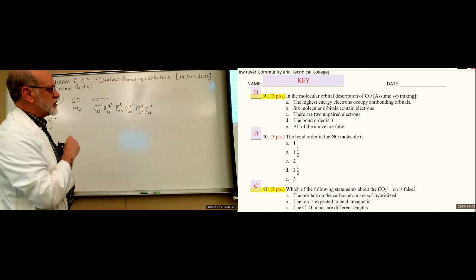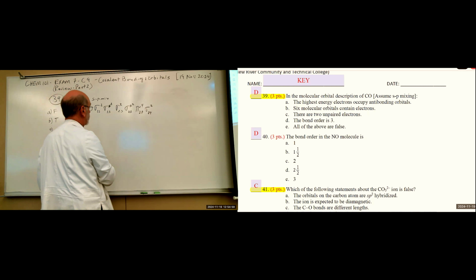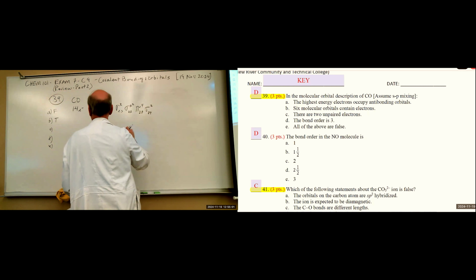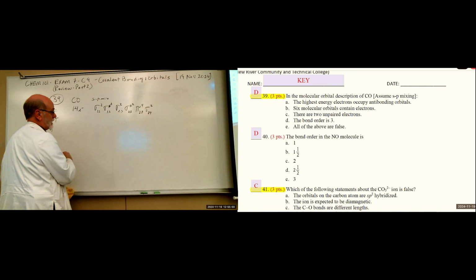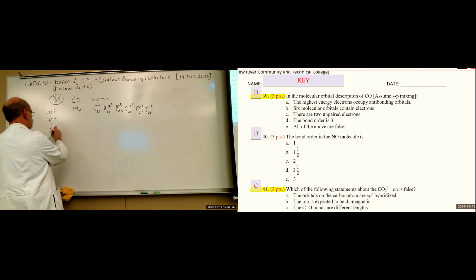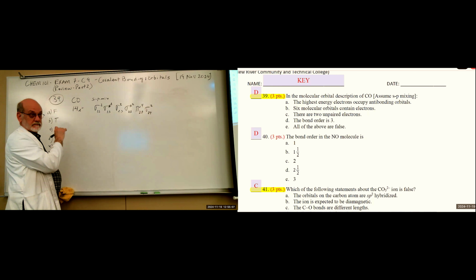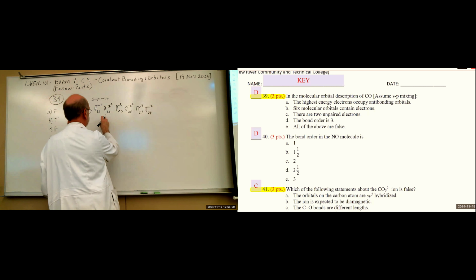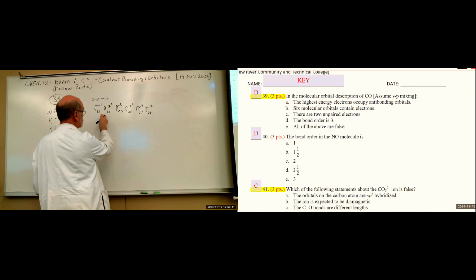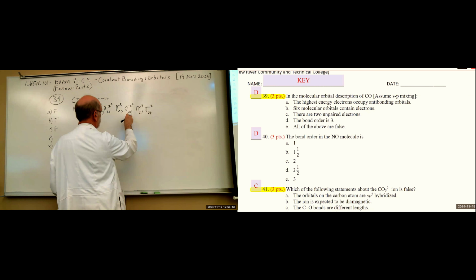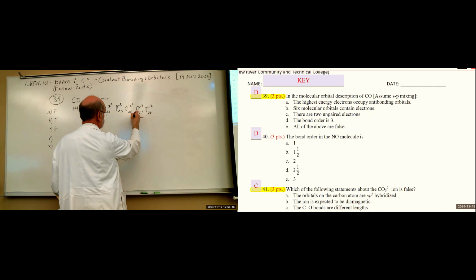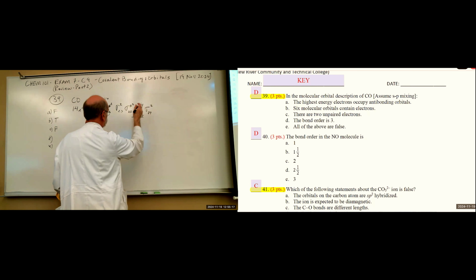C: There are 2 unpaired electrons. Nope. They're all paired, right? These only have 1 each, so there's 2, 4, 6. That's paired, that's paired. This one has 2, and it's got 4. So they're all paired.